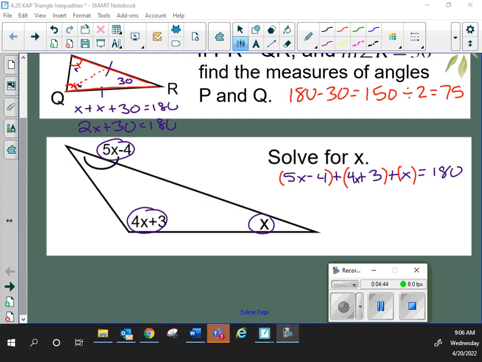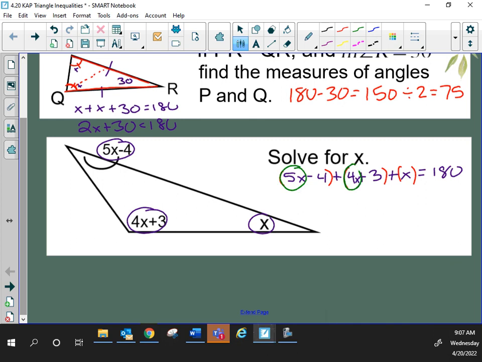Okay, and then what Saki was explaining, what she did, is she combined her like terms with like terms, meaning all the x's with x's, all the constants with constants. So we have 5x, 4x, and just regular x. Together that makes 10 x's. Okay, then the constants, we have -4. Remember, it takes a sign in front of it. -4 and +3. Together, that would make -1. So 10x - 1 is equal to 180.